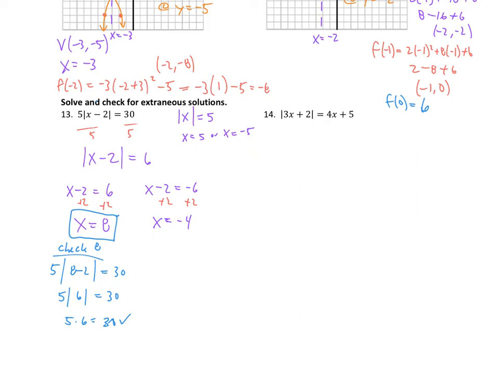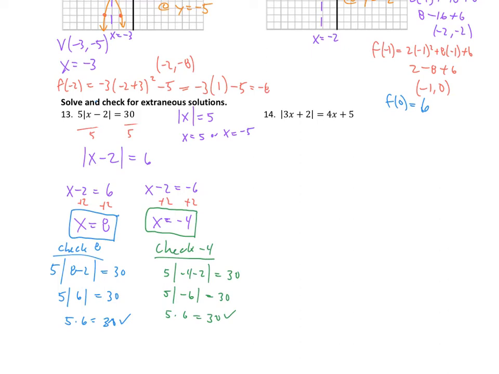Then I'm going to check -4. That's 5 times the absolute value of -4 minus 2 equals 30. 5 times the absolute value of -6 is 30, which is 5 times 6, which is 30. So those both worked. So we'll circle both of those.